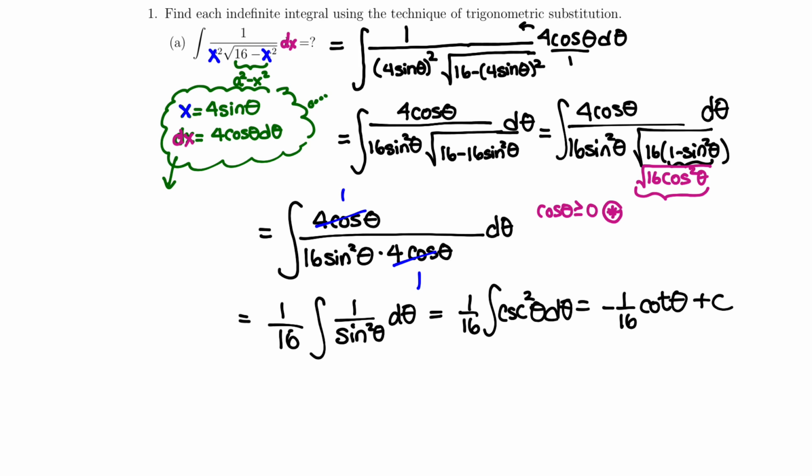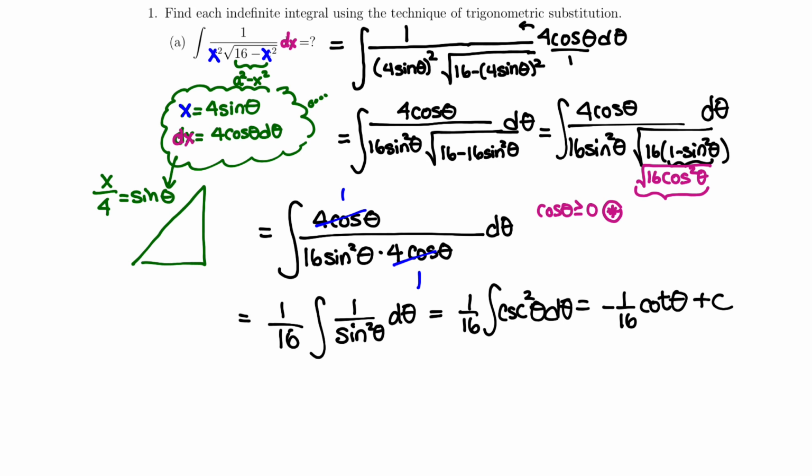Go back to the very beginning where we made our initial relationship between x and theta, which is x is 4 sine theta. That means x over 4 is sine theta. What do you think would be helpful here? A right triangle. Absolutely, a right triangle would be helpful. We're looking for cotangent theta. We've got x over 4 is sine theta. It's going to help us go backwards.